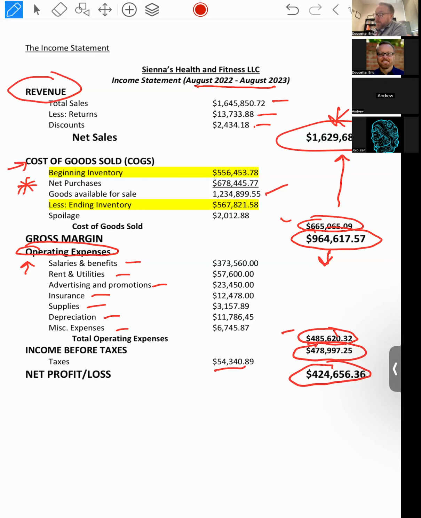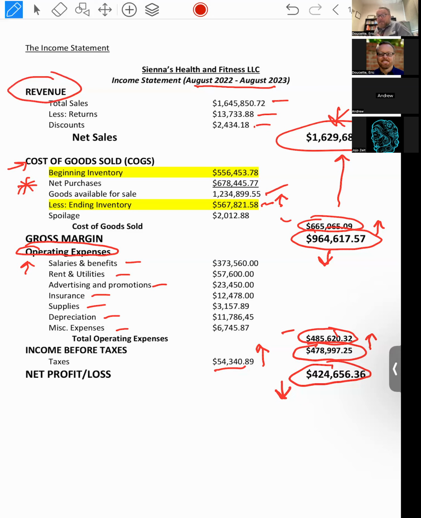Now, again, what I want to point out to you here is inventory, right? So if I value my inventory high, it's going to show that I'm going to have a much higher gross margin, which means I'm also going to have a much higher income before taxes, which means I'm going to have a much higher amount of taxes, which means I'm going to have a lower net profit. So inventory matters. The higher the cost, the lower my net profits are going to be.